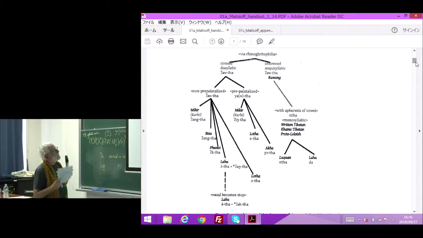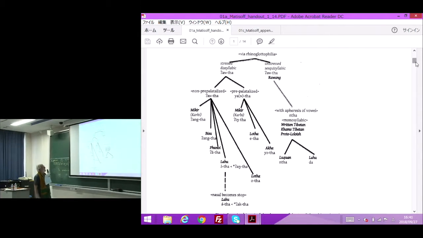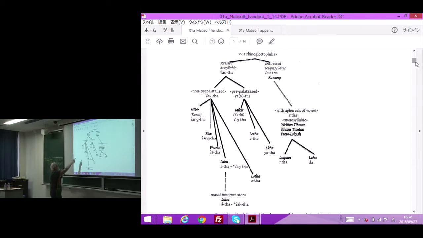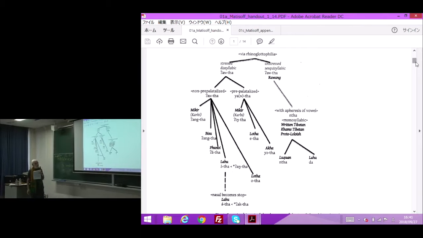What I want to claim is that via rhinoglotophilia, there are still two kinds of results. You can either get the stress variant or the unstressed variant. The stress variant would have a full syllable ang before the root. We're taking ta as the arbitrary root. So languages like Nikir, a lot of southern Loloish languages like Bisu, Ponoi, Lahu. The Lahu vowel aw, by the way, regularly comes from ang. That's one of the main sources of aw.